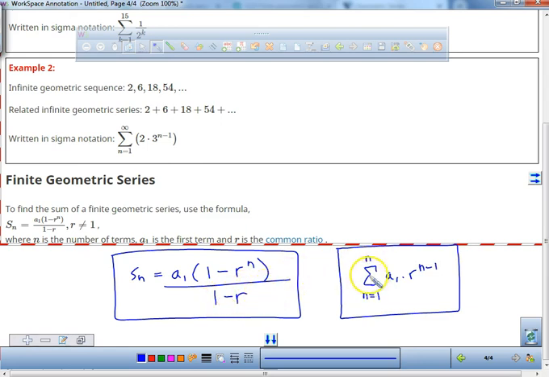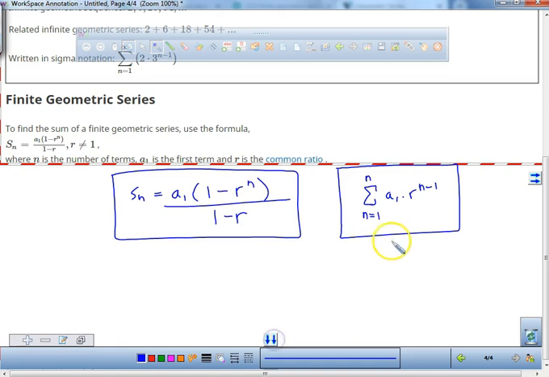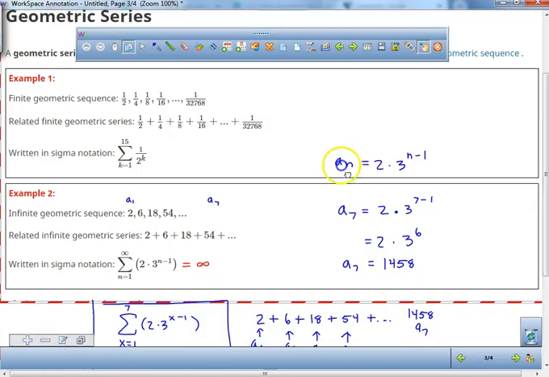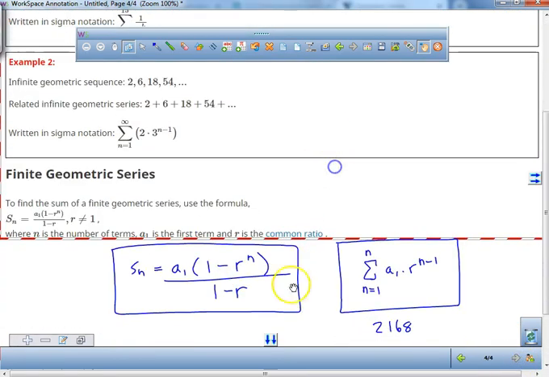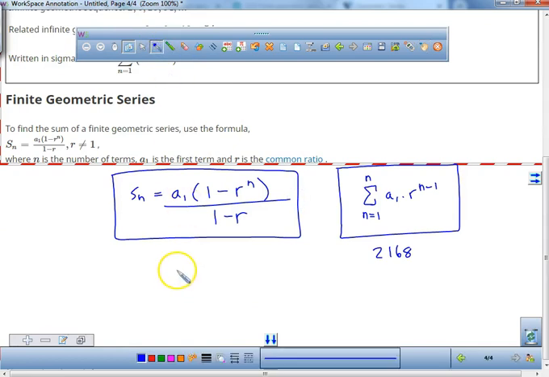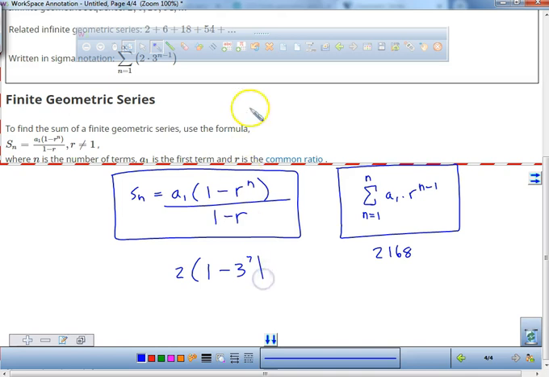Okay? So let's say you didn't have sigma notation in the calculator. Let's say you couldn't do that. What can you do? You can still use this. And we're going to use the same example as we did. What was our final answer for this one? It was 2,168 when we plugged in all of that. What was our first term? 2. What was our common ratio? 3. How many terms did we do? 7.